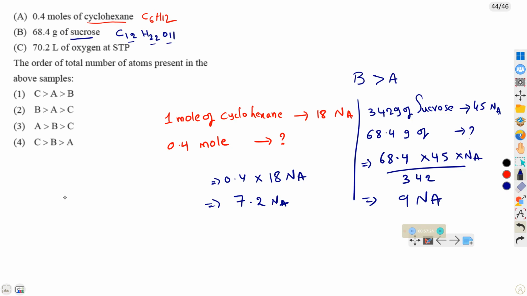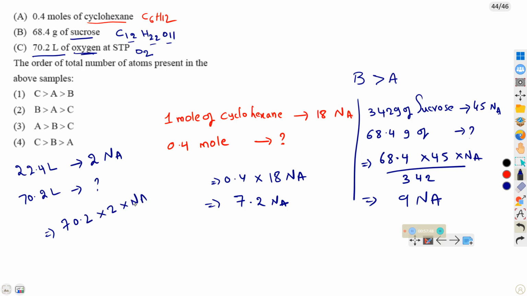Now 70.2 liters of oxygen at STP, O2 form. 22.4 liters of oxygen contains 2 into Avogadro number of atoms. 70.2 liters contains how many atoms? 70.2 into 2 into Avogadro number by 22.4, that equals 6.26 into Avogadro number. Now second option is correct.